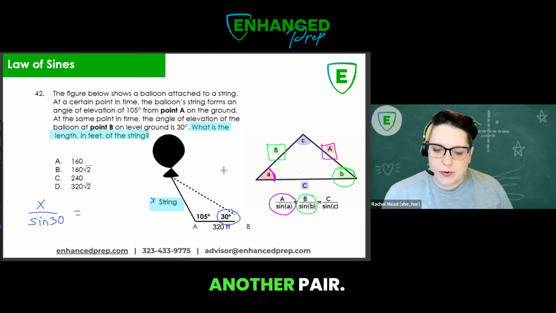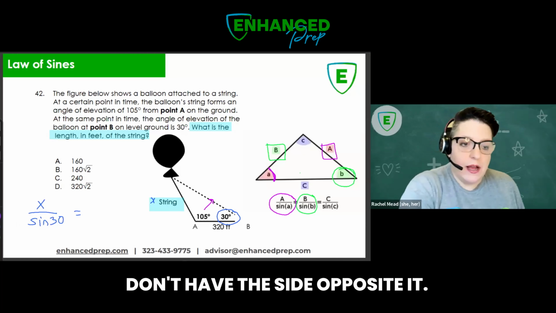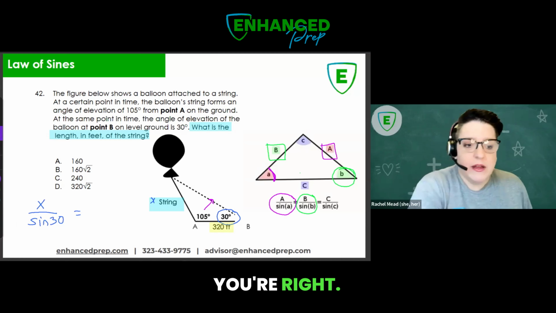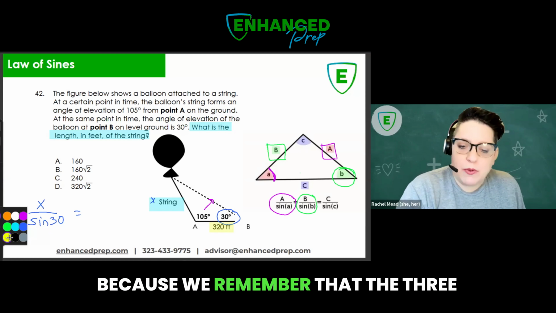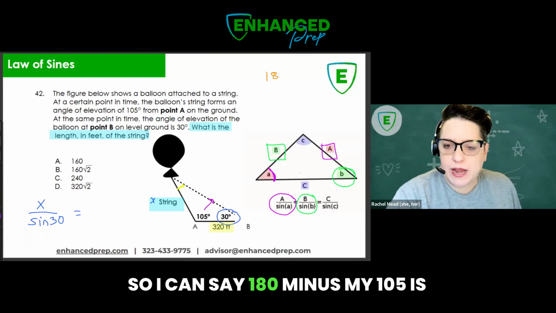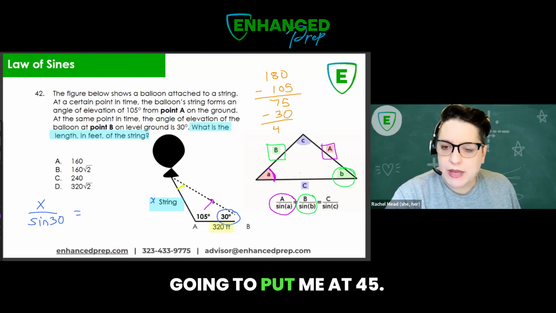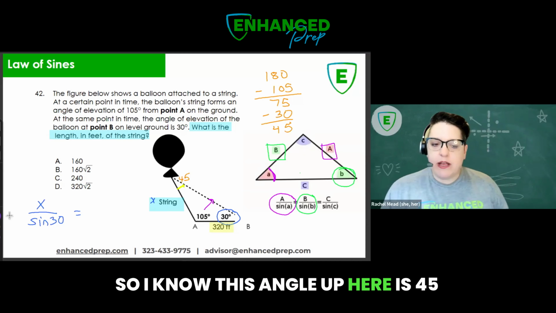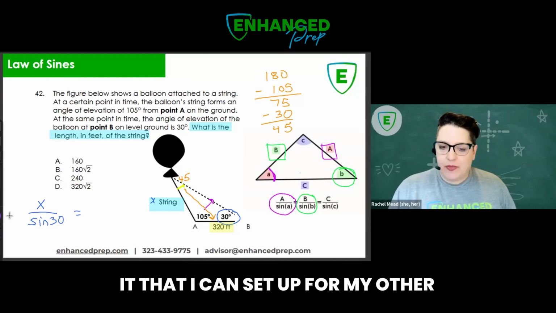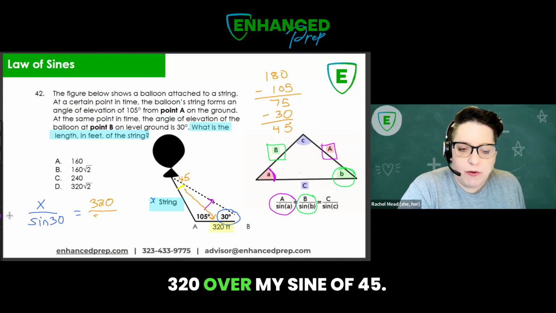Now I need to set that equal to another pair. Now I have my angle of 105, but I don't have the side opposite it. I do, however, have this side down here, 320. But you're like, Rachel, you don't have the angle opposite it. You're right, but I know how to find that angle because we remember that the three angles within a triangle are always going to be equal to 180 degrees. So I can say 180 minus my 105 is going to put me at 75, minus my 30 is going to put me at 45. So I know this angle up here is 45 degrees. And now I have another full pair of the angle and the side opposite it that I can set up for my other ratio. And so I'm going to say my side of 320 over my sine of 45.